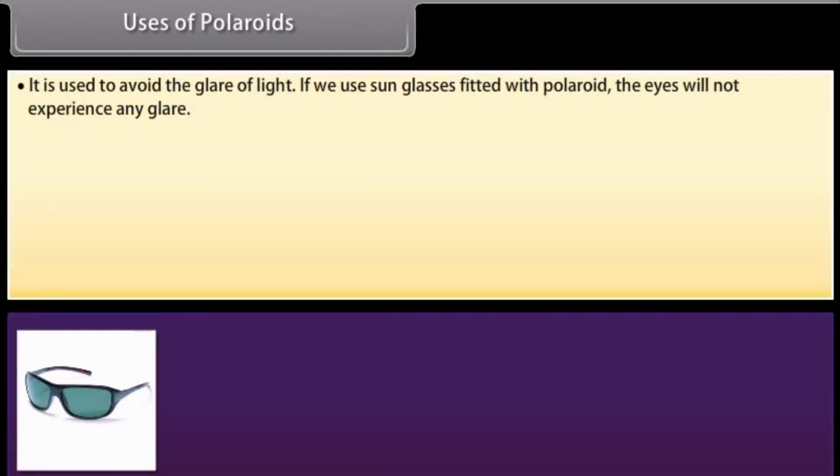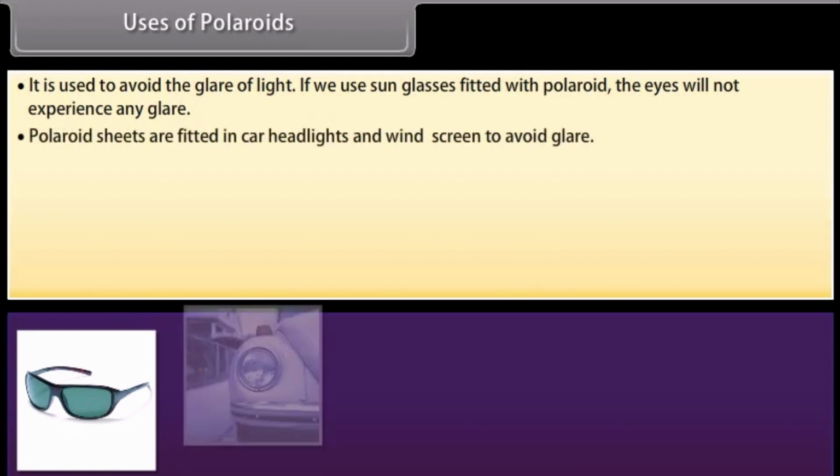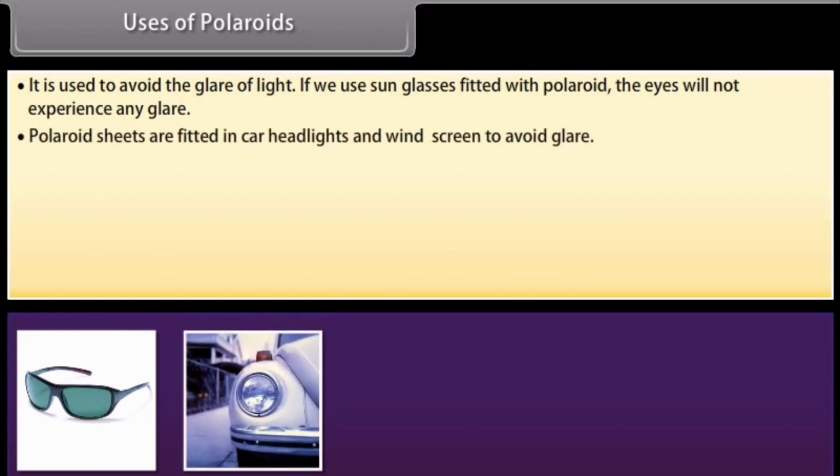Uses of Polaroids. Some important uses of Polaroids are the following. It is used to avoid the glare of light. If we use sunglasses fitted with Polaroid, the eyes will not experience any glare. Polaroid sheets are fitted in car headlights and windscreens to avoid glare.